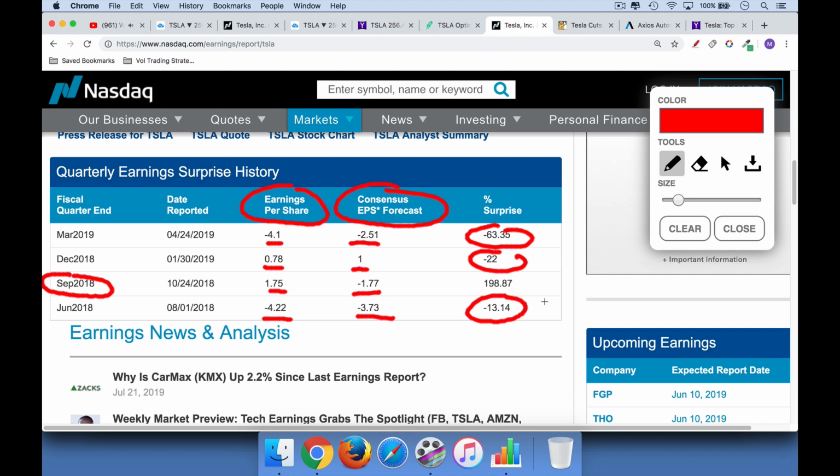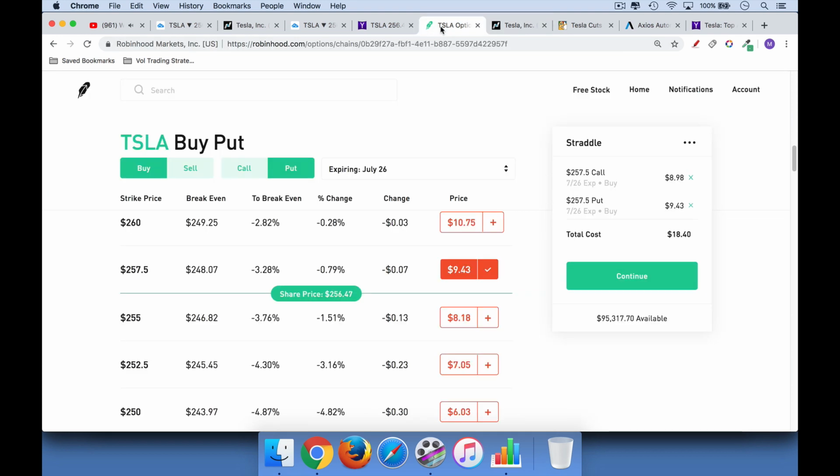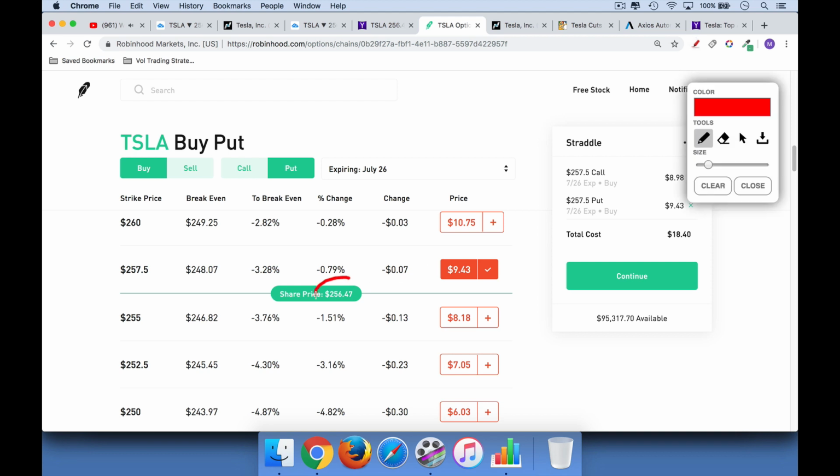Now, I want to show you guys a trick for figuring out what sort of move the market is pricing in for an earnings report. The way we do this is by looking at an at-the-money straddle. Tesla is currently trading at $256.47. So for this indicator you want to look at the closest strike price, and I'm going to use $257.50.